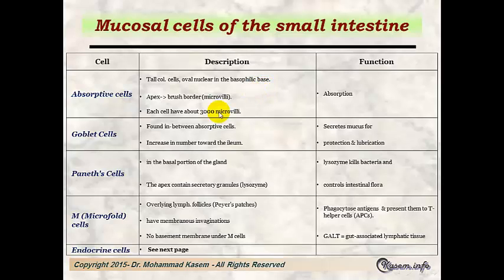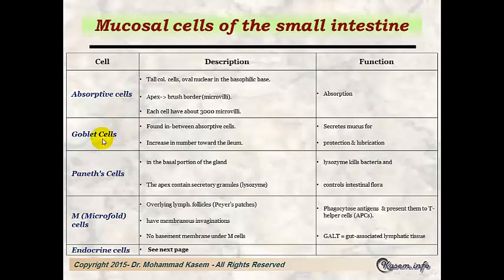basophilic base. The apex of these cells has a brush border due to the presence of microvilli. Each cell has about 3,000 microvilli. The main function of this cell is the absorption of food.